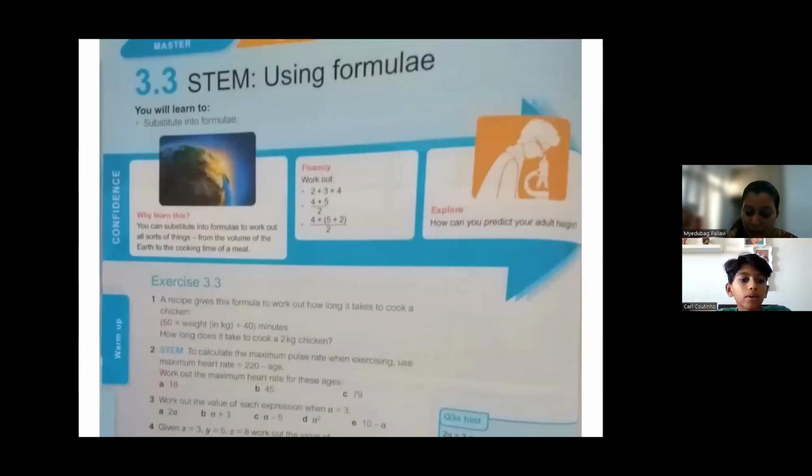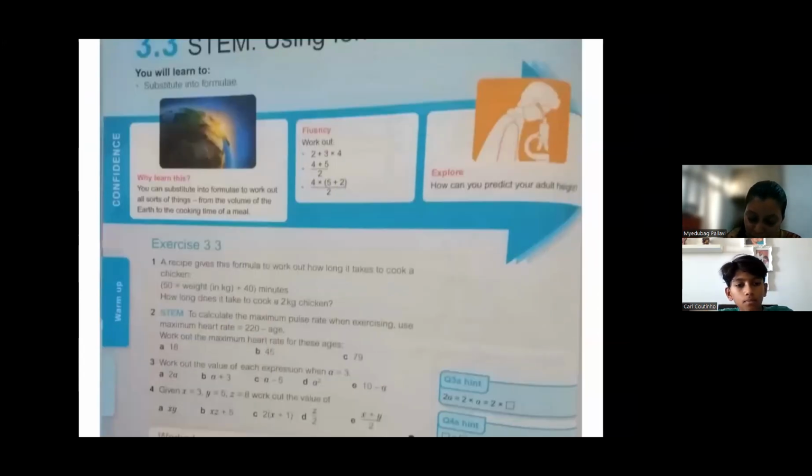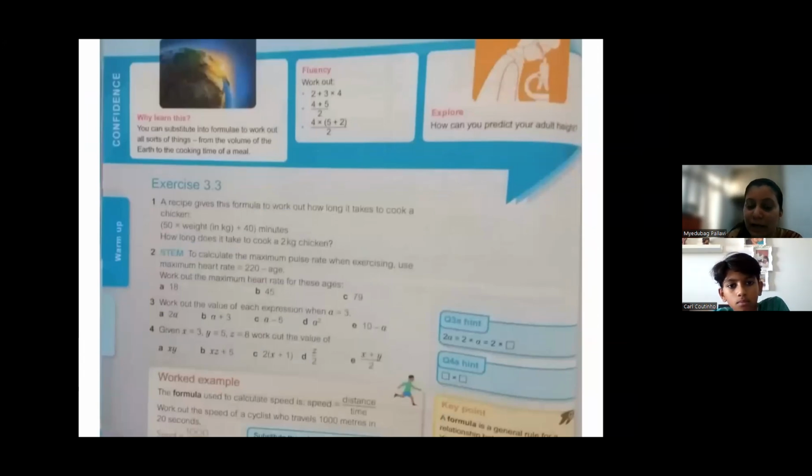What we have to do: the formula will be given to us, and they will give us different values of the variables used in that formula. For those values, we have to substitute them in the formula to find the required answer. It's very easy. The formula will be given, the values will be given. We just have to substitute the values, simplify, and find the answer. As simple as that. Let's try out how these questions will go.